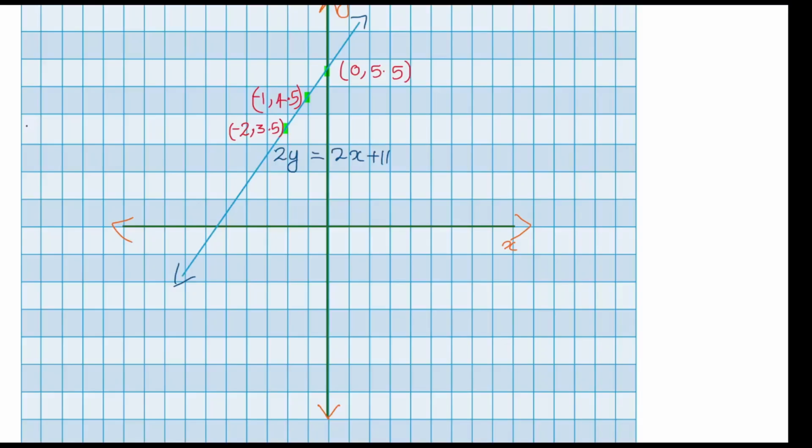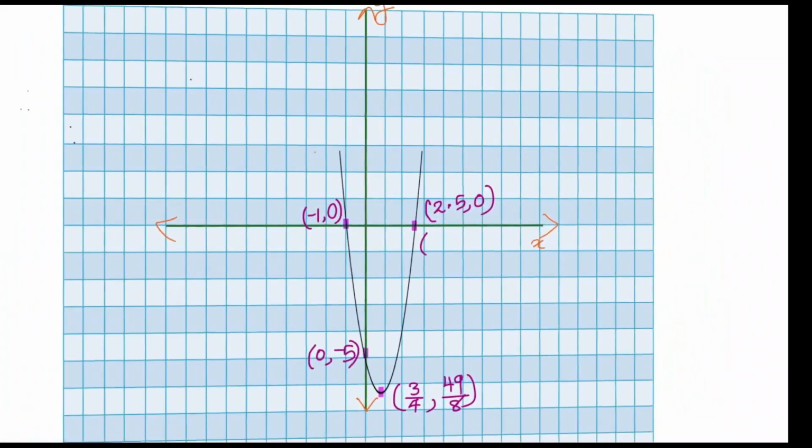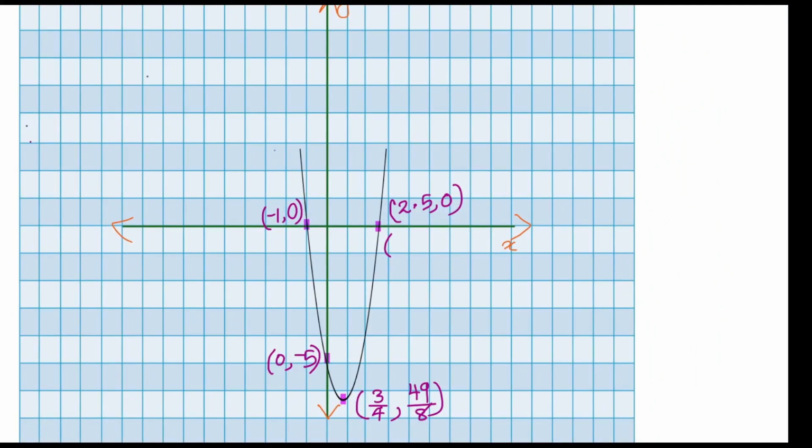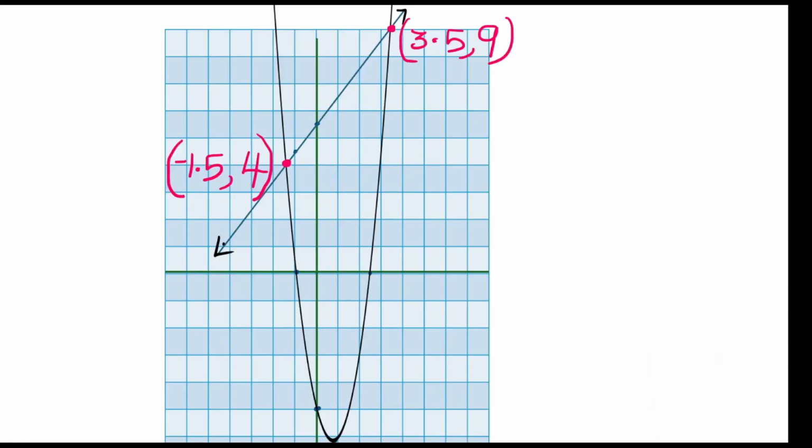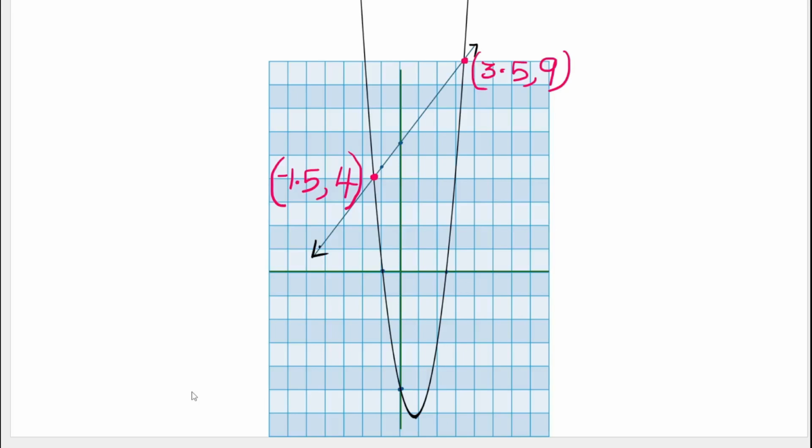Here are the steps for sketching the two graphs. First of all, try to locate the corresponding points of 2y is equal to x plus 11. Now join the points by a straight line. Next, sketch the parabola. Now the points of intersection of the two graphs are given by -1.54 and 3.59.